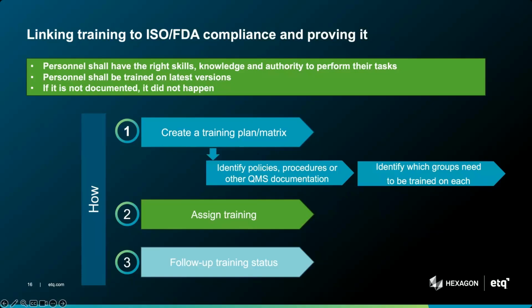Once you have the plan, you assign the training. It can be done manually, or it can be done through the system. If it's systemic, then it's easier to manage, and you can also more easily make sure that the training has been completed, which is point number 3: making sure it has been assigned, people are doing the training in a timely manner, and they understood the procedures.